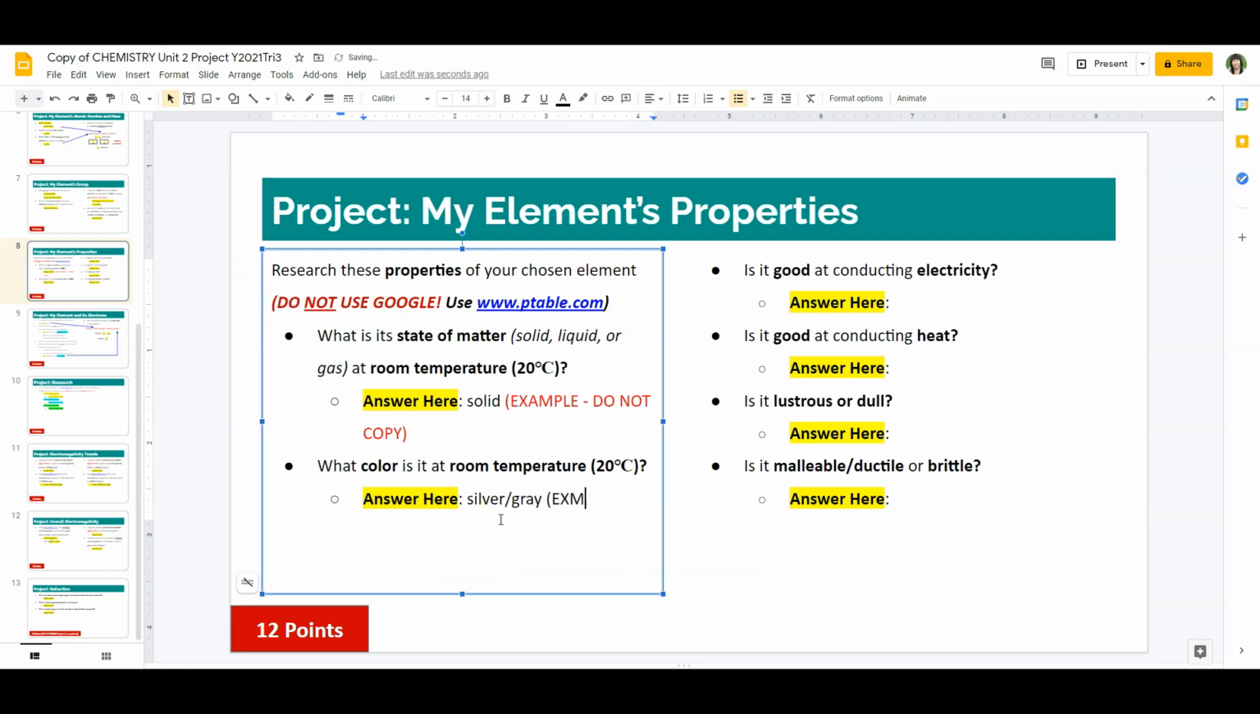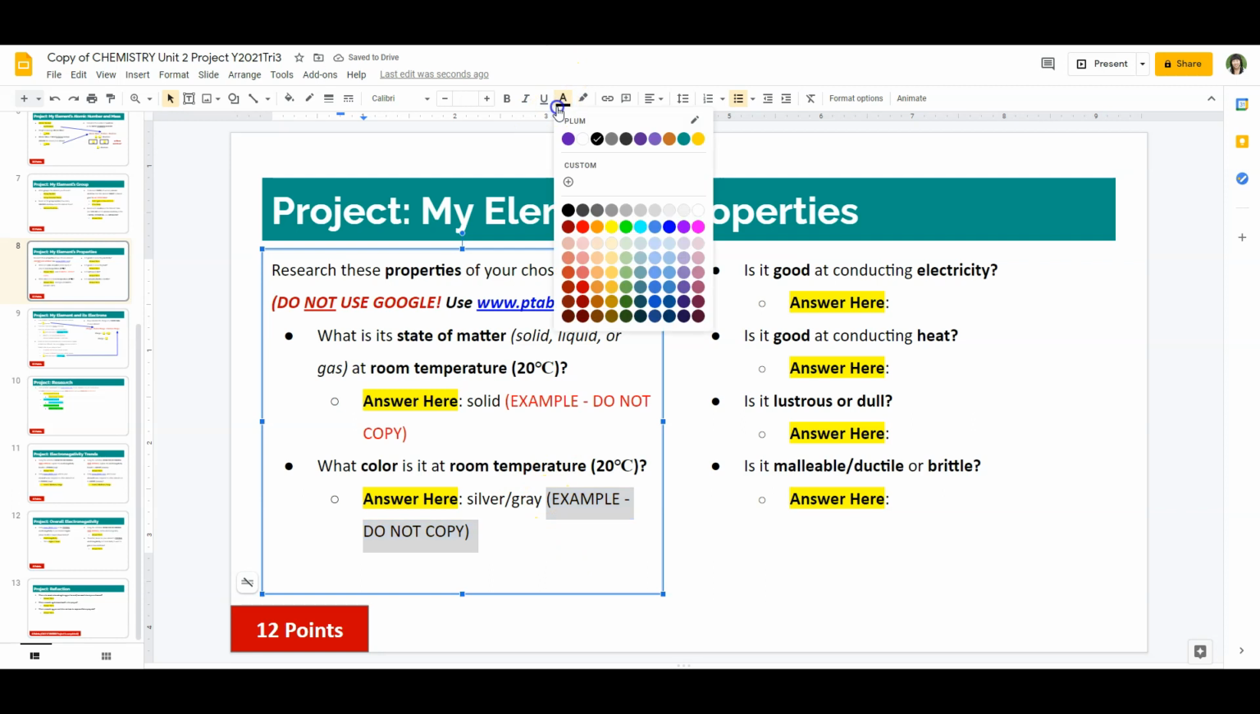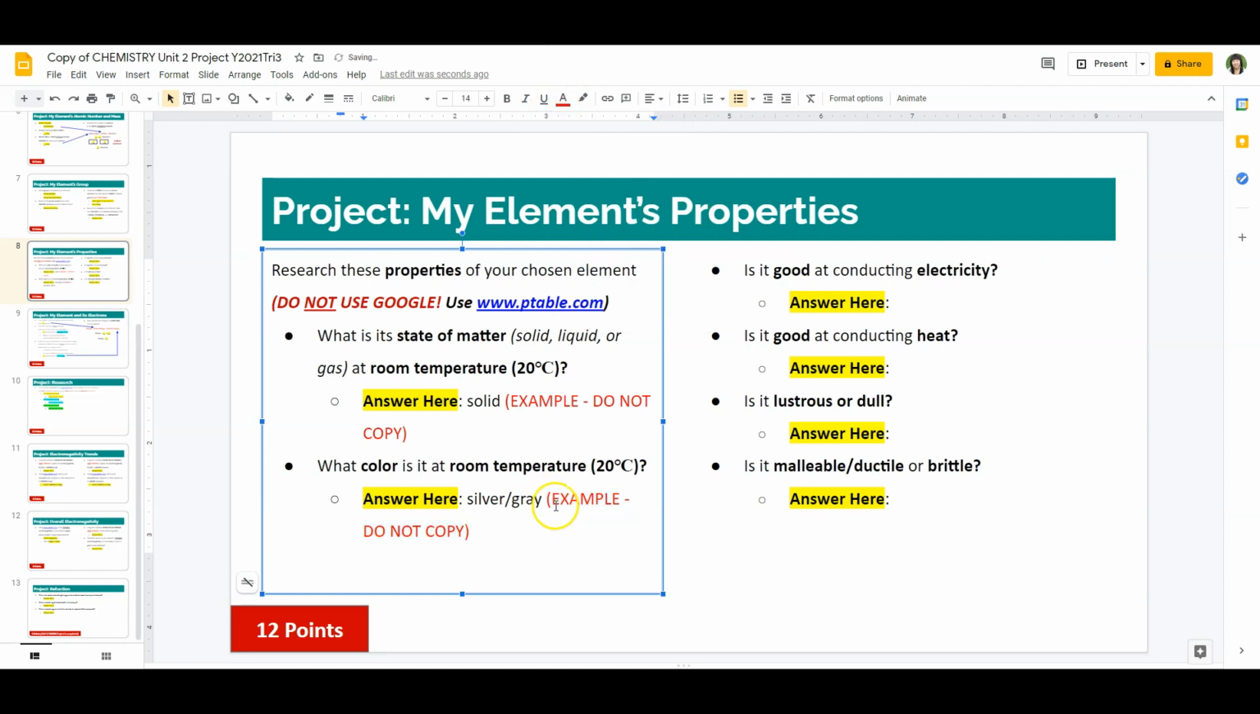And again, this is my example. Do not copy because yours will be different because you are not allowed to use silver. Okay, so that's my example right there. If your compound has many different colors at room temperature, you can note that in here, right? So for example, phosphorus has multiple colors at room temperature.